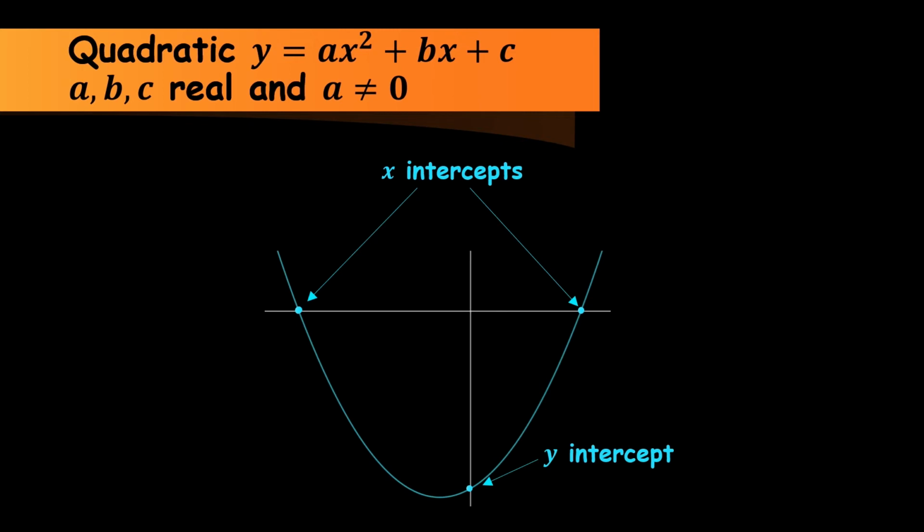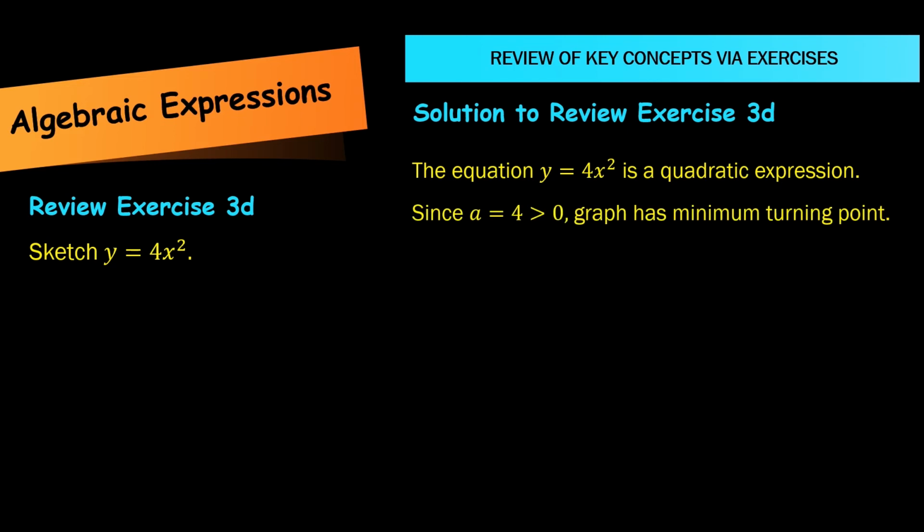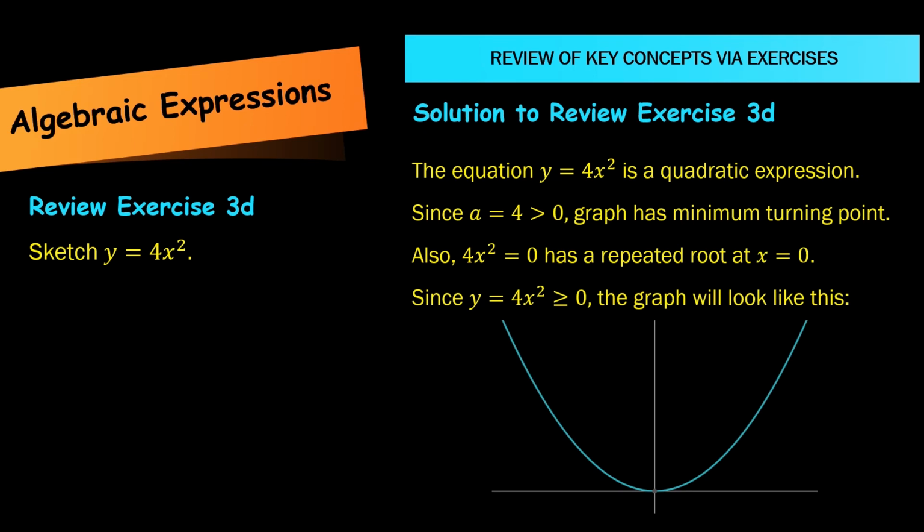So let's go back to our quadratic, y equals 4x squared, and sketch it. Now since a equals 4 is greater than 0, the graph has a minimum turning point. Also, 4x squared equals 0 has a repeated root at x equals 0. And finally, since y equals 4x squared is greater than or equal to 0, the graph will look something like the one you can see on your screen.